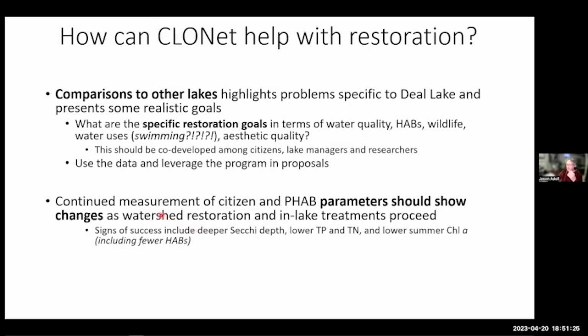We should see, after continued measurement of the parameters I've been talking about, changes that reflect improvements in water quality, specifically deeper Secchi depths and lower total phosphorus and nitrogen and lower summer chlorophyll, if we take a cue from other lake restoration studies that have been done in different places. But the other cue to take from that is that it's never an easy battle, and it's never a short battle, especially in eutrophic lakes such as our coastal lakes. And I think you all understand that.